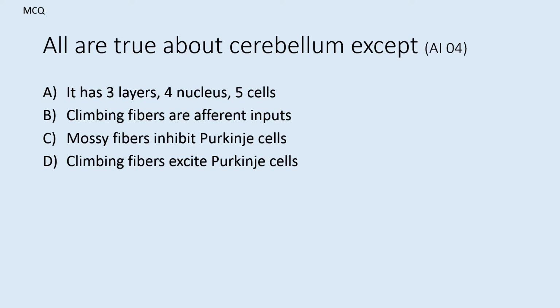So the answer is mossy fiber inhibit Purkinje cell. The climbing fiber and the mossy fiber both excite Purkinje cell, and Purkinje cell inhibits deep cerebellar nuclei. And the cerebellum contains 3 layers: molecular cell layer, Purkinje cell layer and the granule cell layer. 4 nucleus: the dentate, emboliform nucleus, globose nucleus and the fastigial nucleus. And the 5 cells: basket cells, stellate cell, Purkinje cell, granule cell and the Golgi cell.